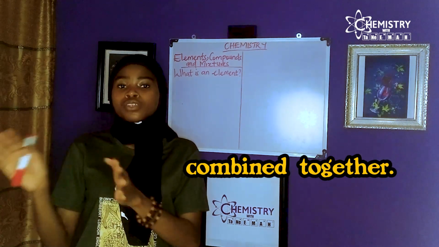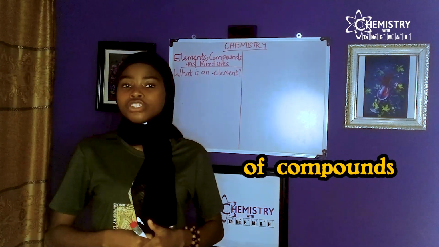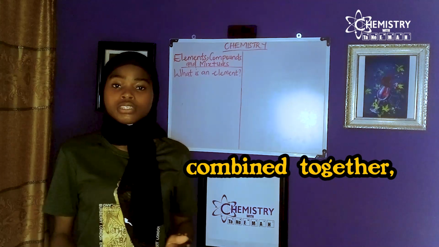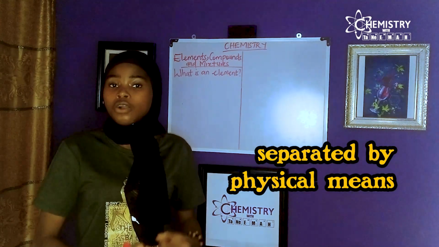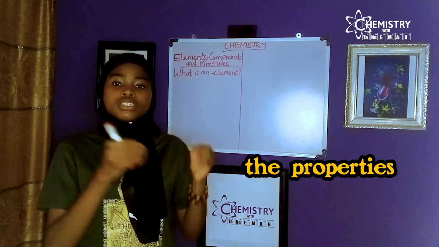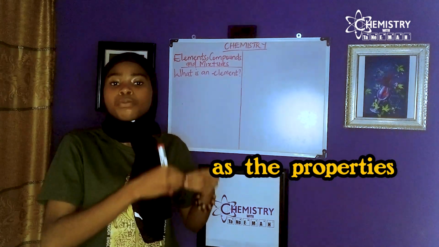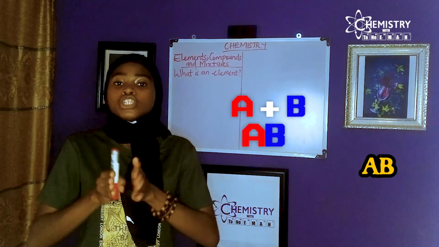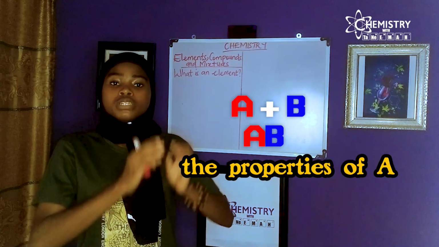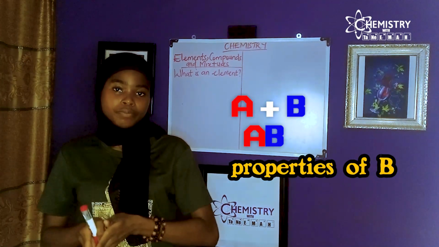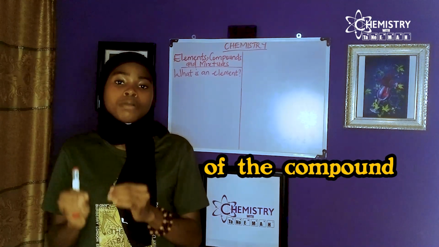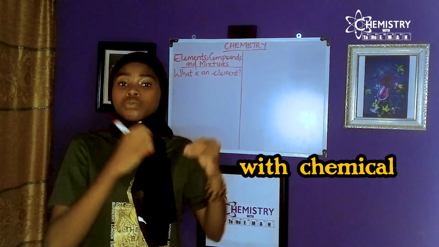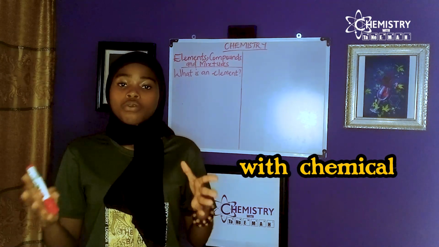Other differences between mixtures and compounds include: mixtures can be separated by physical means, obviously, because they are physically combined together, but compounds cannot be separated by physical means because they are chemically combined together. The properties of a mixture are the same as the properties of its constituents. That is, if A plus B gives me mixture AB, the properties of AB would be the properties of A plus the properties of B. But for compounds, the properties of the compound are entirely different from the properties of its constituents. Mixtures cannot be represented with chemical formulas, but compounds are represented with chemical formulas.